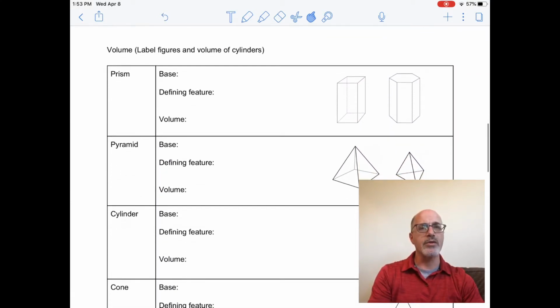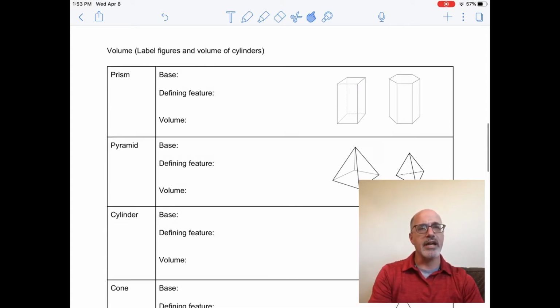So if you could take notes along with this, these are the formulas that we'll use. We'll start with a prism, which are the ones that look kind of like a box, or different figures, like we've got hexagon bases or pentagon bases that we create boxes out of. But the first defining feature you need to know is that the base of it is a polygon.